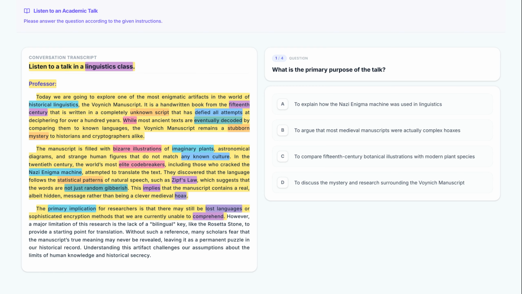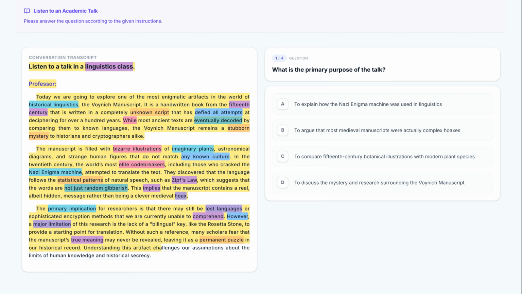The transition word, however, introduces a major limitation, which is the absence of a bilingual key like the famous Rosetta Stone. The speaker expresses a pessimistic outlook, noting that without a reference, the true meaning might remain a permanent puzzle.